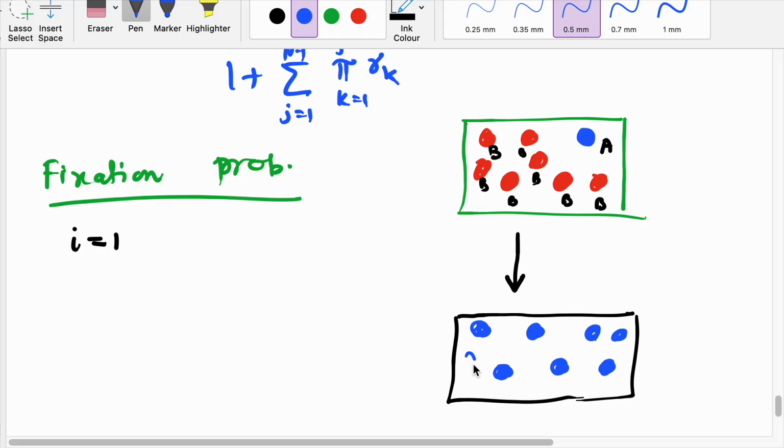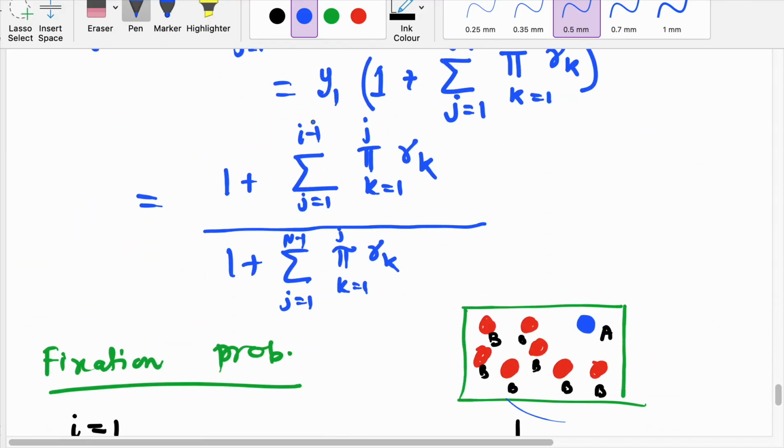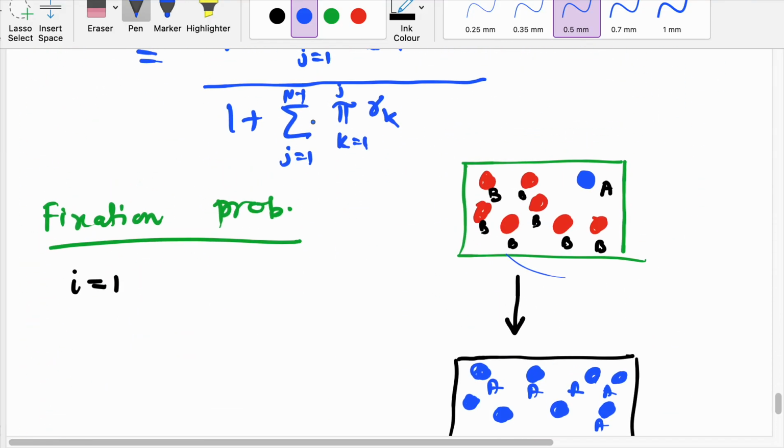There is no B type at all, only A type, which means A has invaded the whole population. Here we are in the framework where no individual has a fitness advantage; all individuals have the same fitness. Now I am asking, what is the probability that A type will take over automatically? This is called genetic drift or neutral drift. It is neutral because there is no selection advantage.